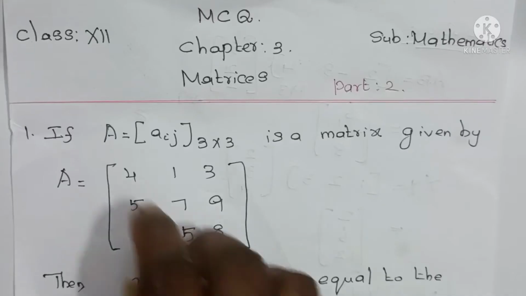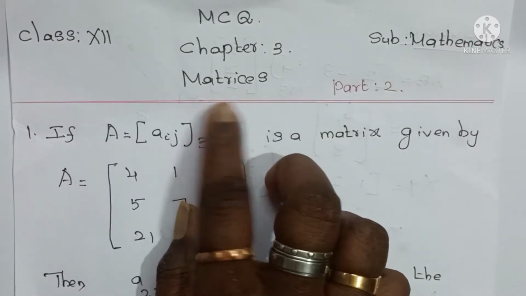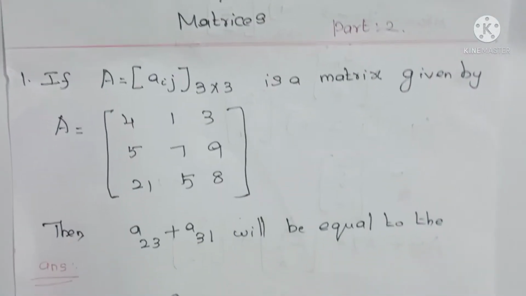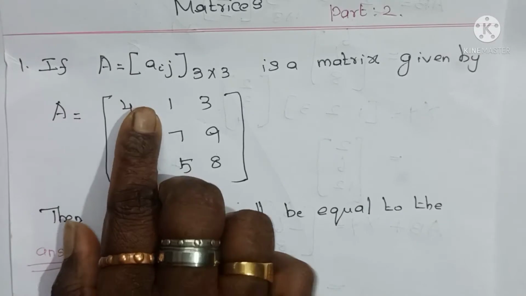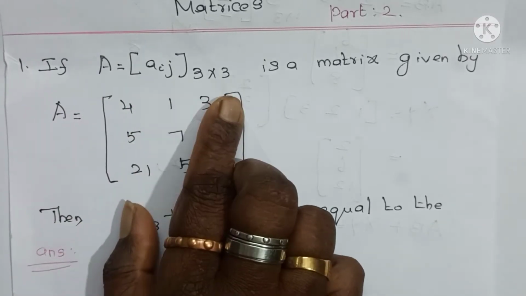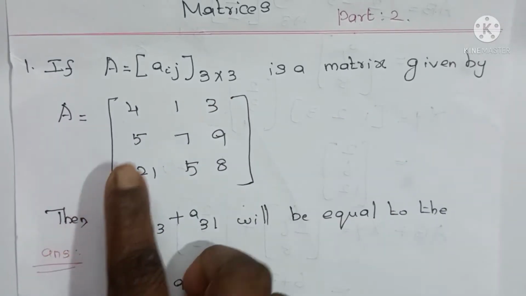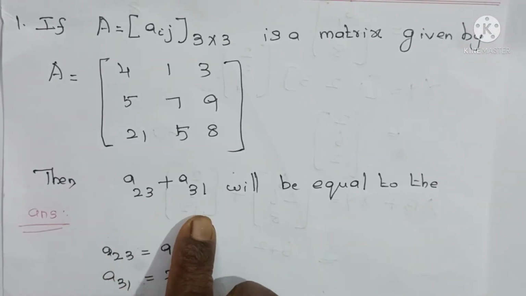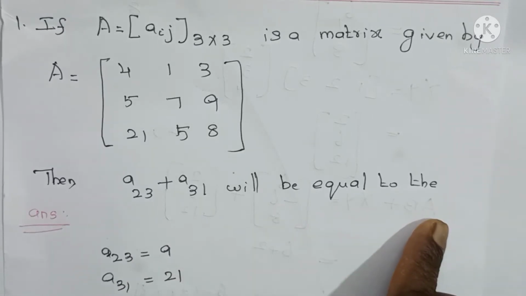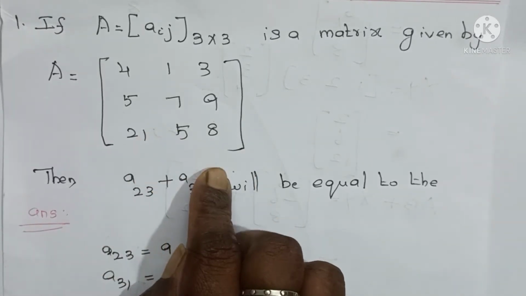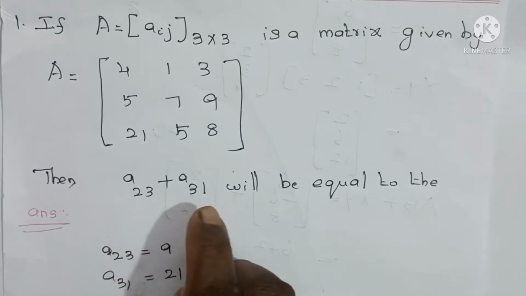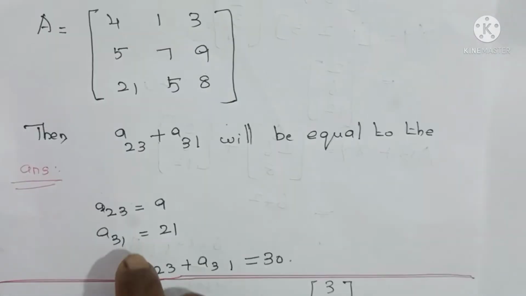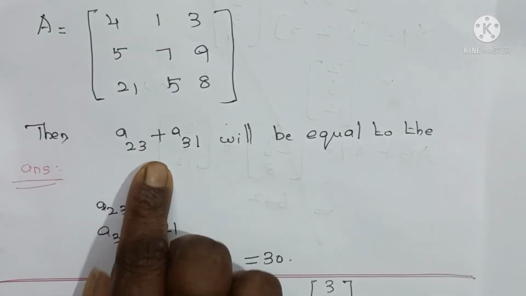Come, let's start. Class 12 MCQ chapter 3 matrices, Part 2, subject mathematics. First question: If A equals Aij, a 3 by 3 matrix given by A equals, they have given one matrix, then A23 plus A31 will be equal to dash. Here you have to find A23, then find A31, then add, and you will get the answer. This is a very easy question.